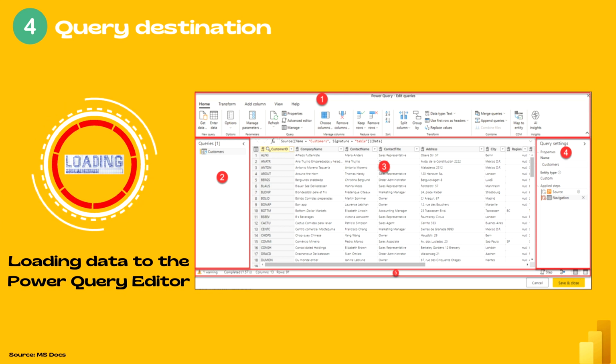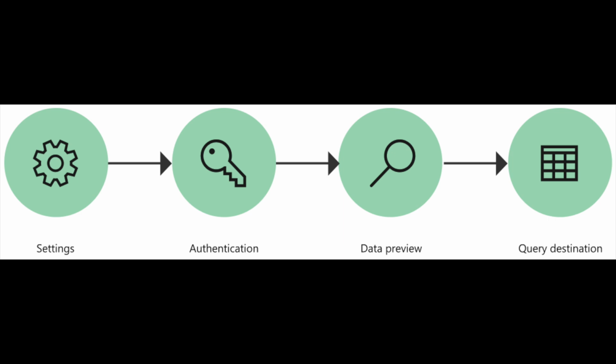So here, if you would like to make further transformations, if you want to group by, aggregate your data, remove some columns, add some columns, add conditional columns, format the data, or perform other transformations, you can do it over here. So these were the four stages that you perform whenever you are getting data using Power Query.